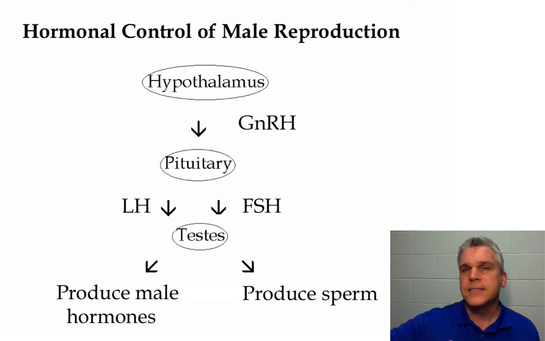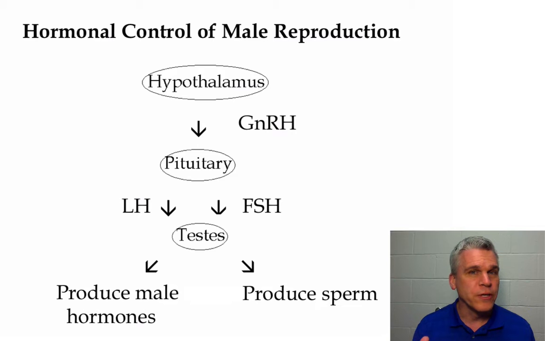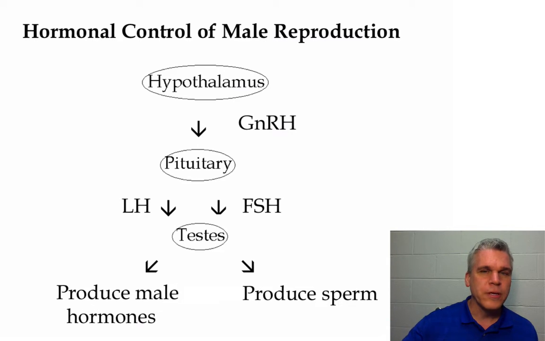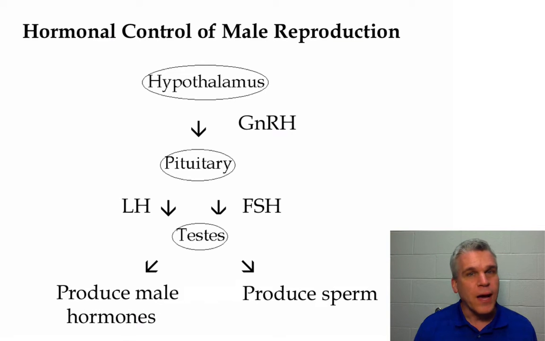Now this whole process isn't going to begin until puberty. So prior to puberty, these hormones aren't present. This will continue pretty much until the man dies. Men can continue to produce sperm their whole life. Now it is possible that at some point this process stops and sperm production ceases as well. But certainly men have been known to have children well into their 70s.